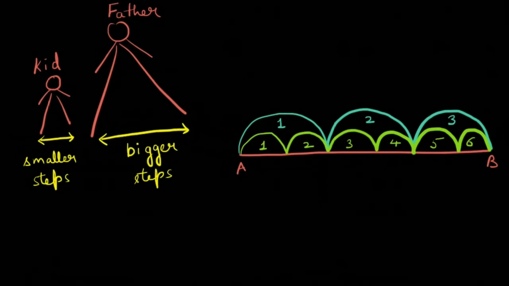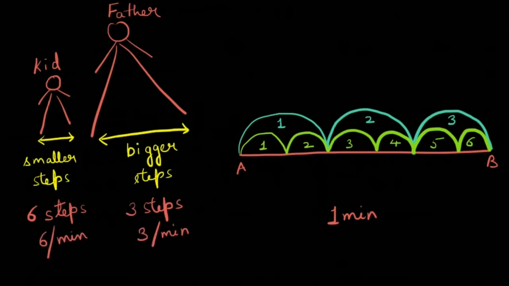But generally, kids are more energetic than adults. So while we walk, kids run or jump. If you look closely here, you will notice that in similar time, when father took one step, the kid took two steps. Obviously, because he is quick, fast, energetic. Let's say this entire distance AB is covered in 1 minute. So the father walks with a speed of 3 steps per minute, whereas the kid walks or rather runs with a speed of 6 steps per minute.